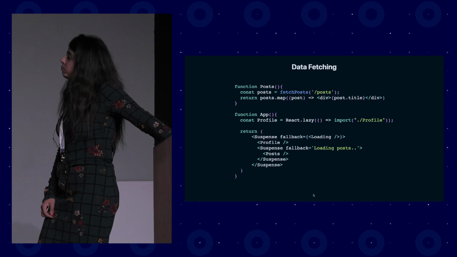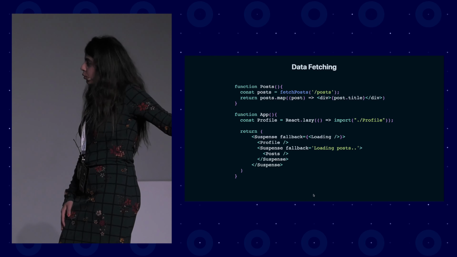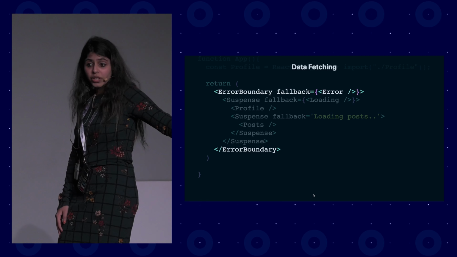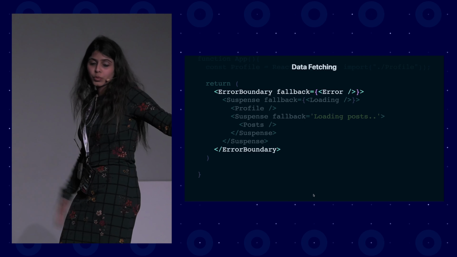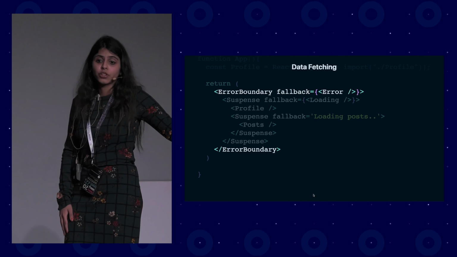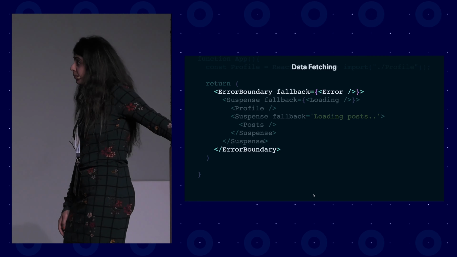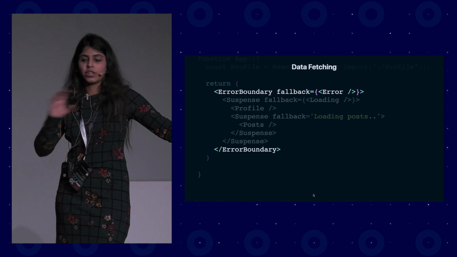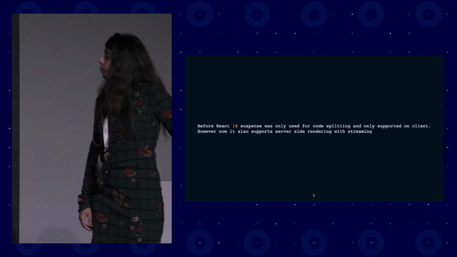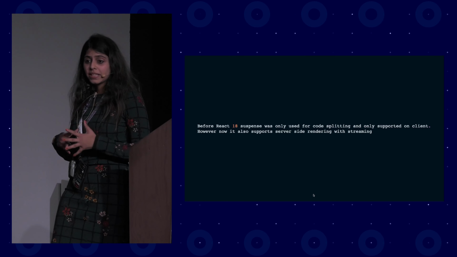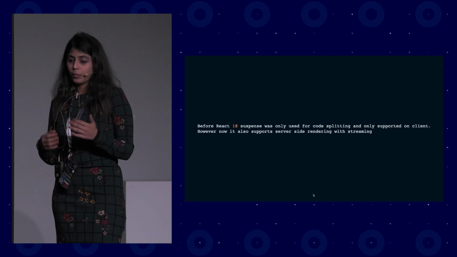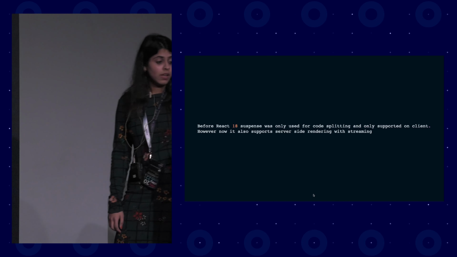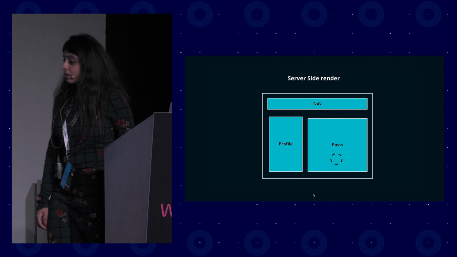Now let's say there are some errors in this component. To handle that, we can wrap it inside an error boundary, which will take care of it if any of those components fails, and provides a fallback for the error component. So this is what Suspense in general is. It existed before even React 18. But before React 18, Suspense was only supported on the client, and the major use case it was solving was code splitting. But now it's also supported on the server.